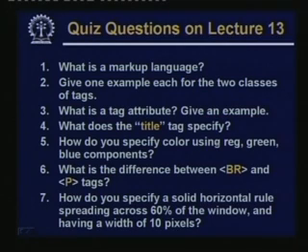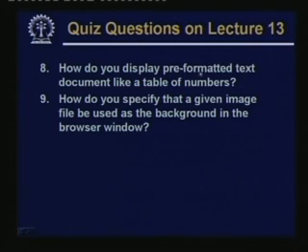How do you specify color using red, green and blue components? What is the difference between BR and P tags? How do you specify a solid horizontal rule spreading across 60% of the window and having a width of 10 pixels? How do you display a pre-formatted text document like a table of numbers or possibly a program code? How do you specify that a given image file be used as the background in the browser window?